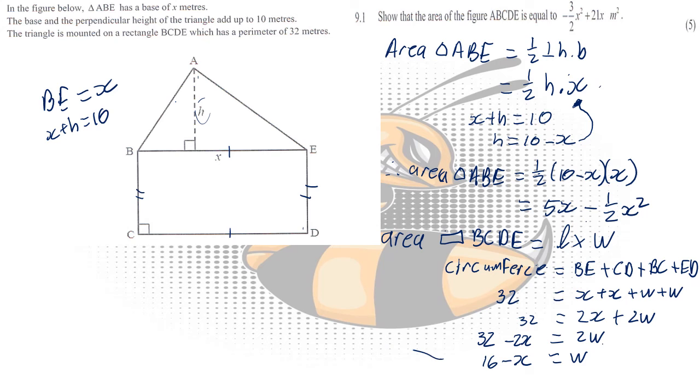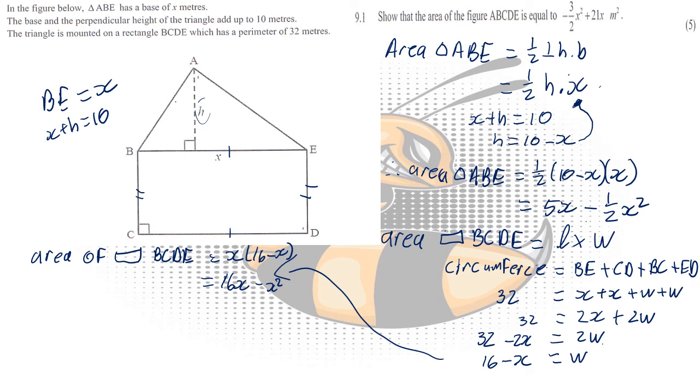And now we can substitute that into the area of the rectangle BCDE, which would then be equal to the length. The length in this case is just x. And then your width, we just calculated, would be 16 minus x. If we simplify that a little bit, we'll have 16x minus x squared.